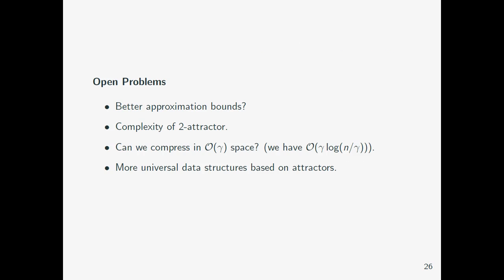Okay, so that's all. These are the open problems. There are a lot of super nice open problems. Better approximation bounds: can we approximate, for example, 3-attractor better than 1.95? And the complexity of 2-attractor, this is also a nice open problem. Can we compress in gamma space? We show that it's possible in gamma log n over gamma, but we don't actually know if it's possible to compress in gamma space. And then, finding more universal data structures. We have been doing some work in this direction too. Okay, that's all. Thanks.